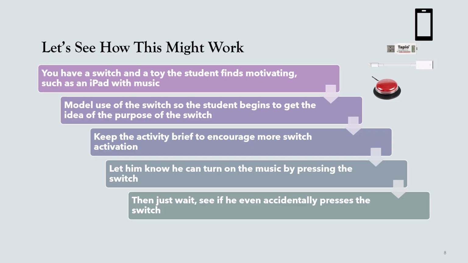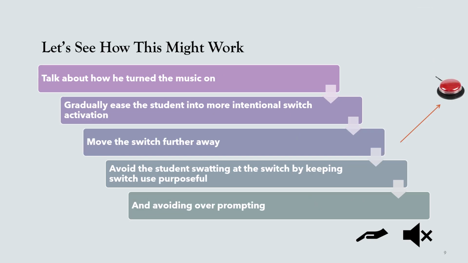You have a switch and a toy the student finds motivating. Model use of the switch so the student begins to get the idea of the purpose of the switch. Keep the activity brief to encourage more switch activation. Let him know he can turn on the music by pressing the switch. And just wait. See if he even accidentally presses the switch. Talk about how the student turned the music on. Gradually ease him into more intentional switch activation by moving the switch further and further from the student's switch site. Avoid the student swatting at the switch by keeping switch use purposeful and avoiding over-prompting by talking and encouraging, as well as physical touch of some sort.